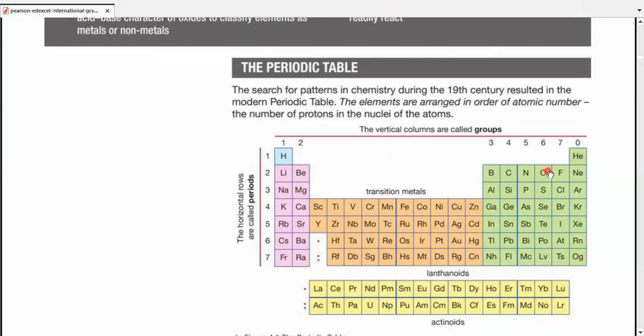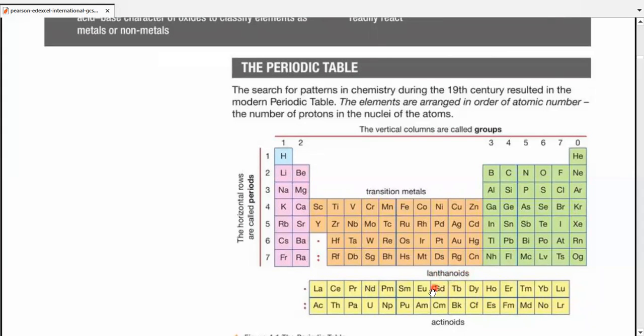Another thing we need to know are the two portions of the periodic table. The vertical columns are actually the groups. That is 1, 2. These are transition elements, 3, 4, 5, 6, 7, and 0. This can be 8, this can be 0. Why do we call it 0 and not 8 is something we'll clear ahead.